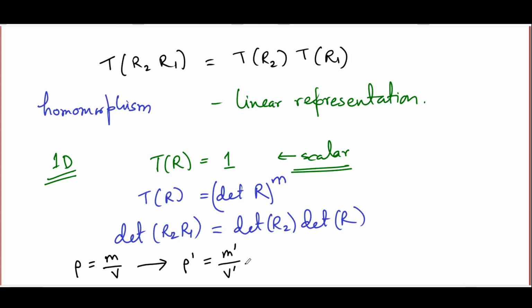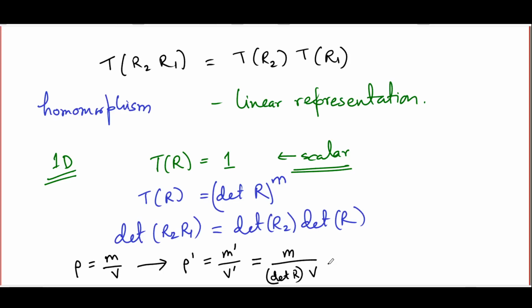Rho prime in the new coordinate system must be m prime by v prime. The mass, being a scalar, does not change, but v prime, the new volume, is not the same as the old volume, is the determinant of the coordinate transformation matrix times the volume. That, after all, is exactly what the determinant means. It's a factor by which volumes get multiplied when you carry out a coordinate transformation.